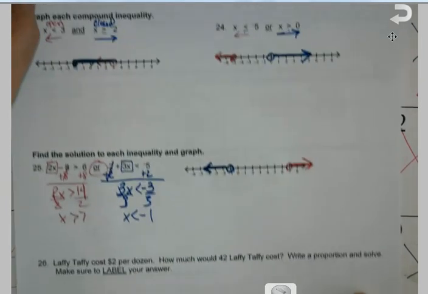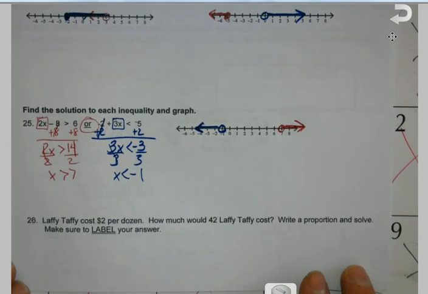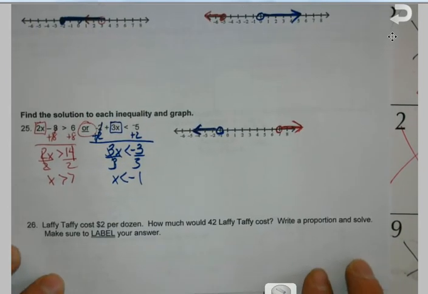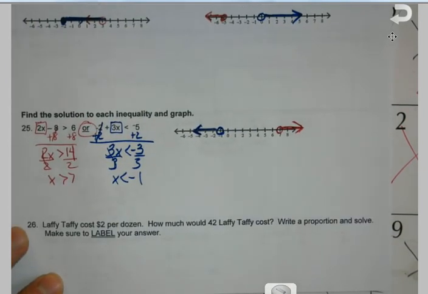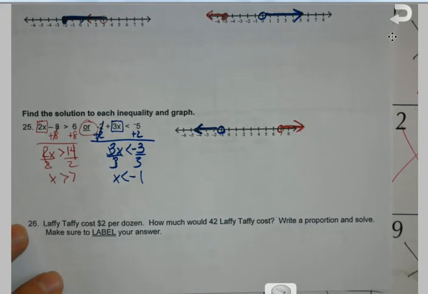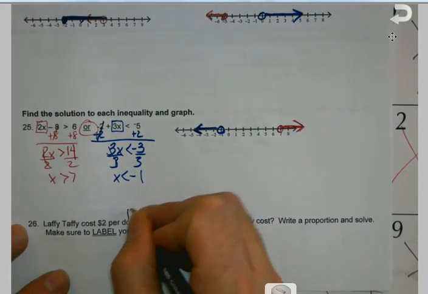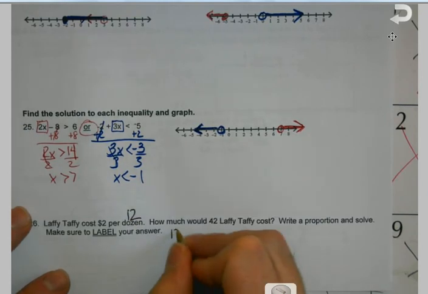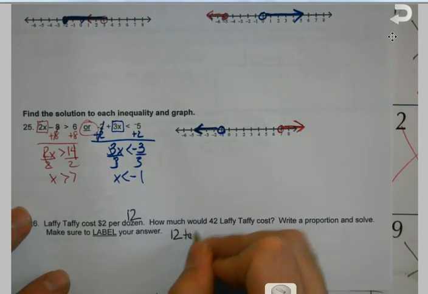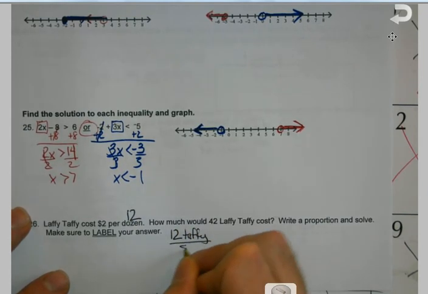All right, proportions with story problems. Laffy Taffy costs $2 a dozen. How much would 42 cost? Well, here's my first question. How many are in a dozen? 12. Okay, so 12 taffy costs $2.